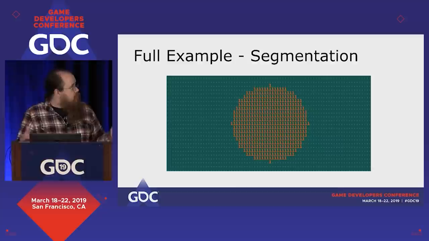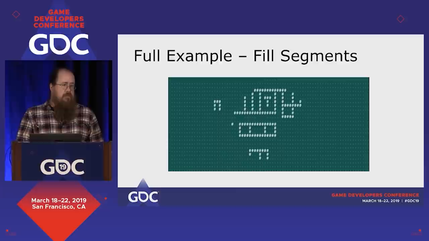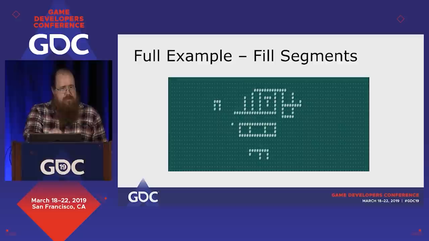First, we pick some segmentation. In this case, we're going to pick a big circle in the middle of the map. We're then going to run a WFC template to fill the whole map up. In this case, we're just going to run a set of buildings. We're going to cookie cutter that circle out, and we are left with some walls. And you can see that this has created some disjoint rooms.